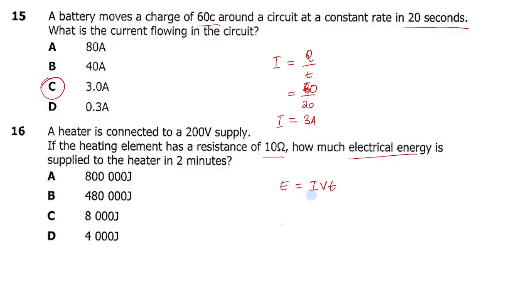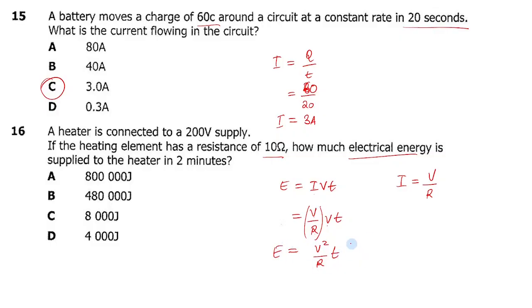So let's substitute current. Current can be found by voltage over resistance. So where there's current, there will be voltage over resistance, times voltage times time. So this formula becomes V times V, V squared over R times T. So this will be the new formula now.